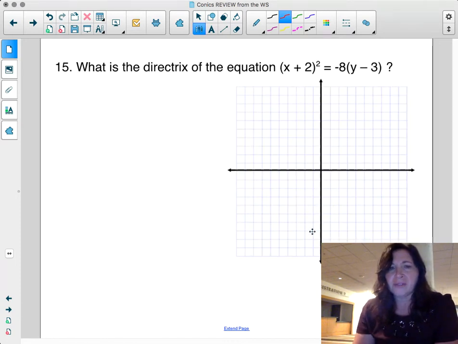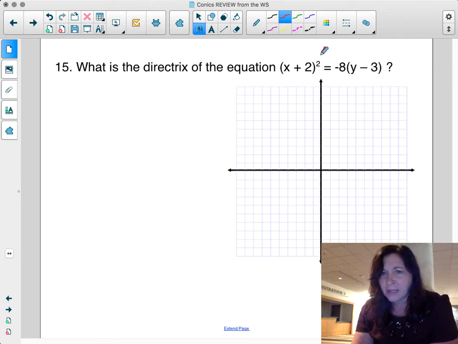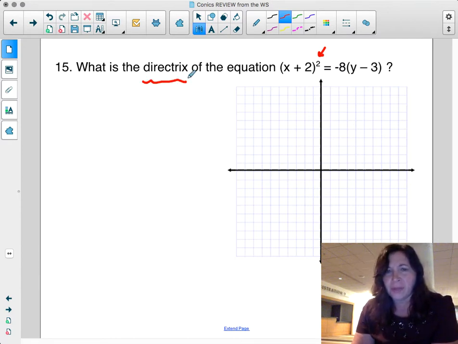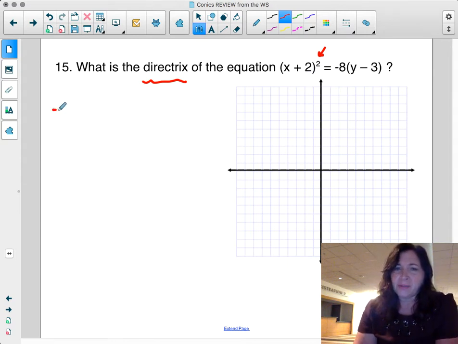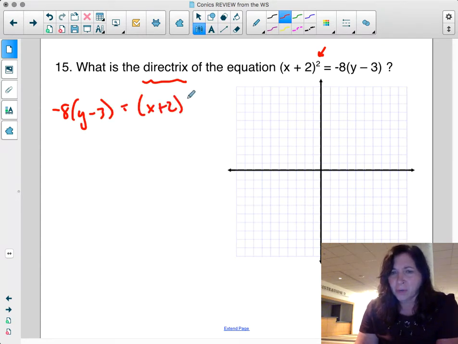This question says, what is the directrix of the equation? It's a parabola. See that, 1 x squared term. And generally when they're talking about a directrix, you know that they're talking about a parabola or a hyperbola. So anyway, I'm going to rewrite this. I have negative 8 times the quantity y minus 3 is equal to x plus 2 quantity squared.